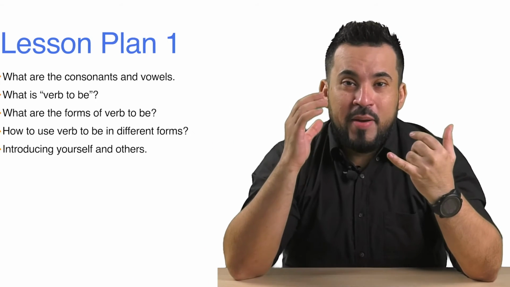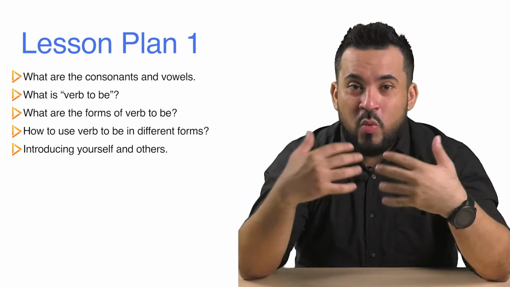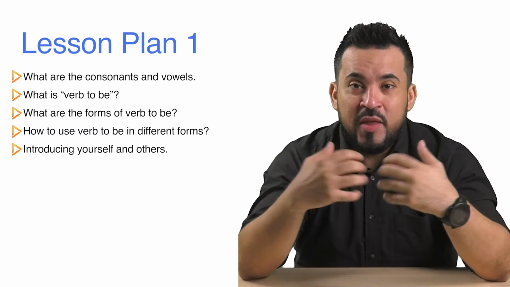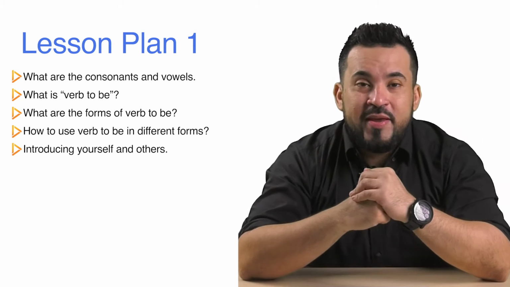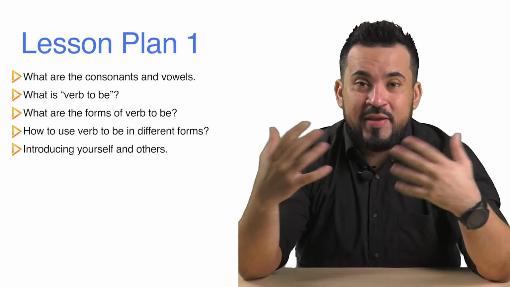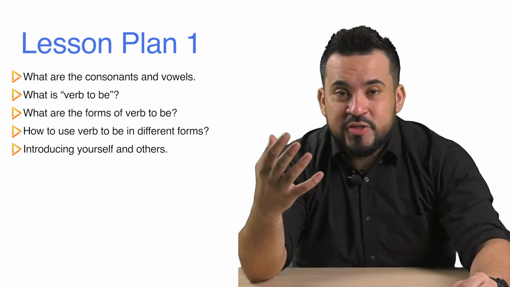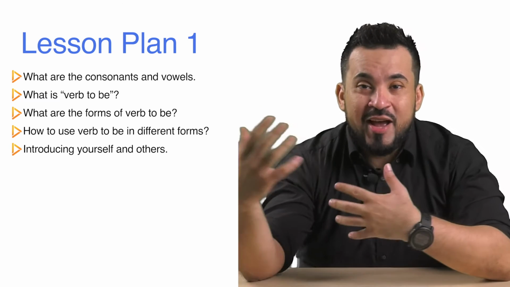In this lesson, we will talk about the very basics of English. We'll start with the alphabet. We will talk about the consonants, the vowels, and the verb to be. What are they? How to use them? What different forms of verb to be are there? And how to use verb to be in different situations. We'll also talk about how to introduce yourselves and how to introduce others, and much, much more. So let's get to it.